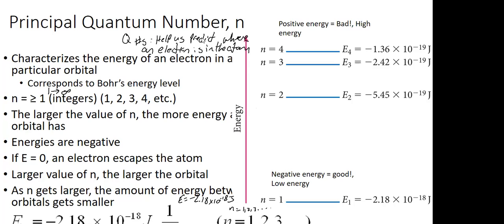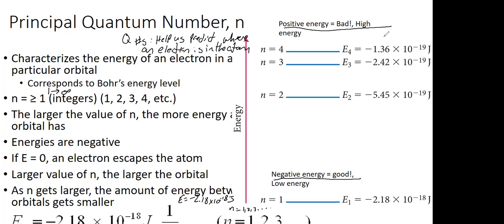And all of our energies are going to be negative. When we talk about energies for quantum numbers, we only care about negative energies. And basically, the more negative you are, the better. If you are a negative energy, that means you're happy. The more positive your energy, that's bad. If you have positive energy, you're not good. So unlike humans, negative energy is a great thing for electrons.